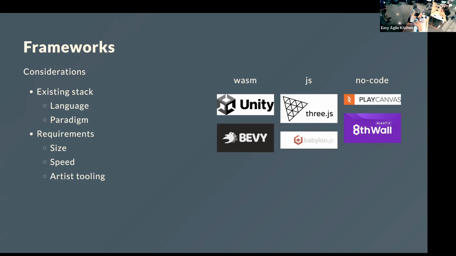It's a bit more targeted towards the bigger companies who need something a bit more stable. Babylon.js also has more bells and whistles. It's got a bit more of an editor experience, if that's what you need.